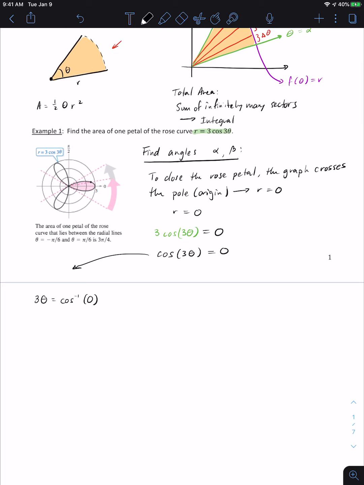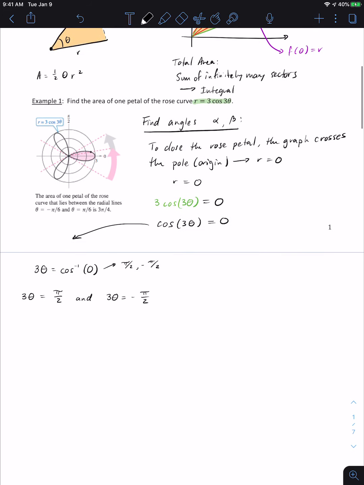Well, where is cosine equal to 0? Cosine is equal to 0 at pi over 2 and negative pi over 2. Those are the 2 points that give me cosine inverse equal to 0. So I say, okay, 3 theta is equal to pi over 2, and 3 theta is equal to negative pi over 2 to solve for theta. And then when I solve for theta, I divide by 3, and I get theta equals pi over 6, and theta equals negative pi over 6.